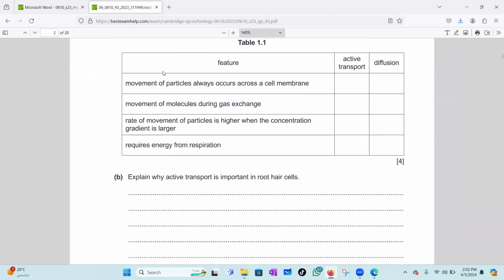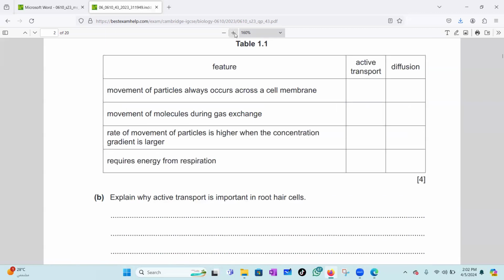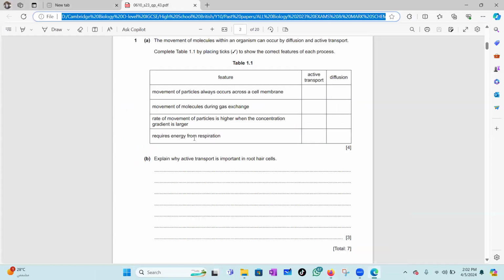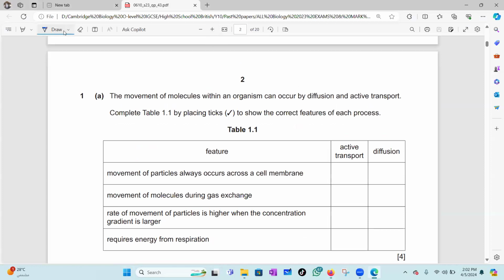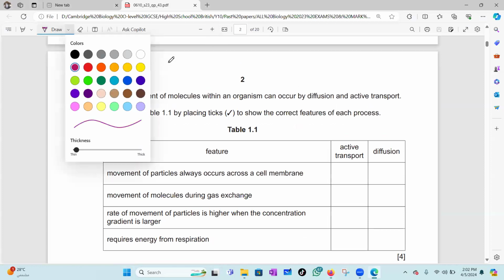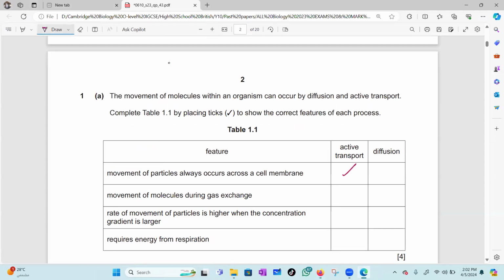This is an easy question. Table 1.1. Movement of particles always occurs across a cell membrane. This is through active transport or diffusion? Of course, active transport, because you need carrier proteins to do that. So of course, active transport. Diffusion does not need a cell membrane.